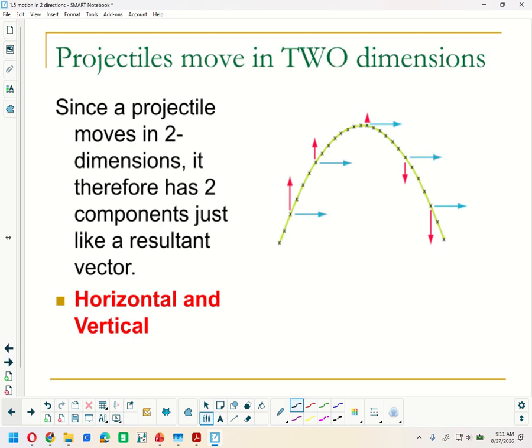Yeah. So since a projectile moves in two dimensions, it therefore has two components, just like a resultant vector, horizontal and vertical. So now if you look, in this case right here, my velocity going to the right, they're all the same. They're all the same length. So the length of that is my magnitude, how much that is. So it's all going to the right. There's nothing acting against it.